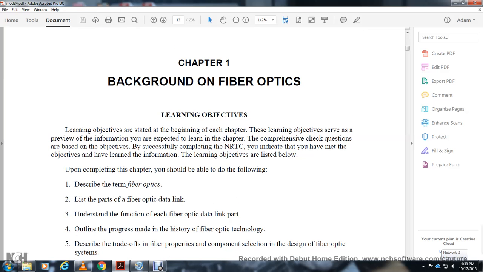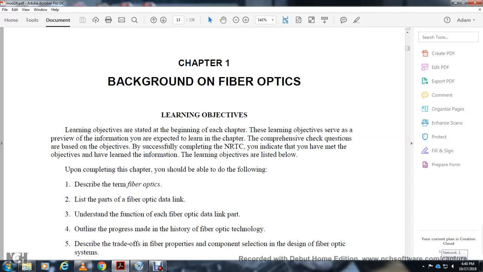Chapter 1, Background of Fiber Optics. Learning objectives. Learning objectives are at the beginning of each chapter. The learning objectives preview the information you are expected to learn in the chapter. Comprehension check questions are based on the objectives. By successfully completing the NRTC, you indicate that you have met the objectives and learned the information. Learning objectives are listed below.